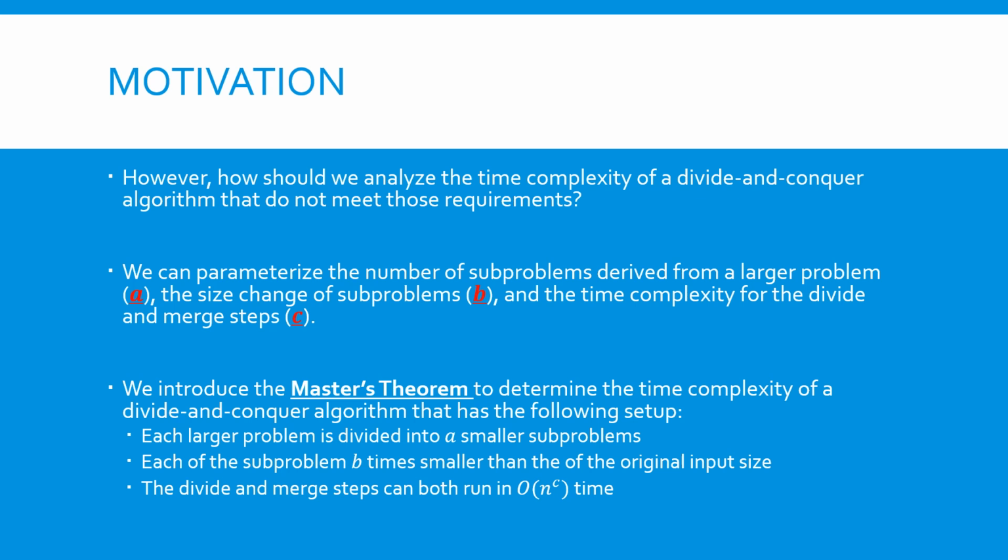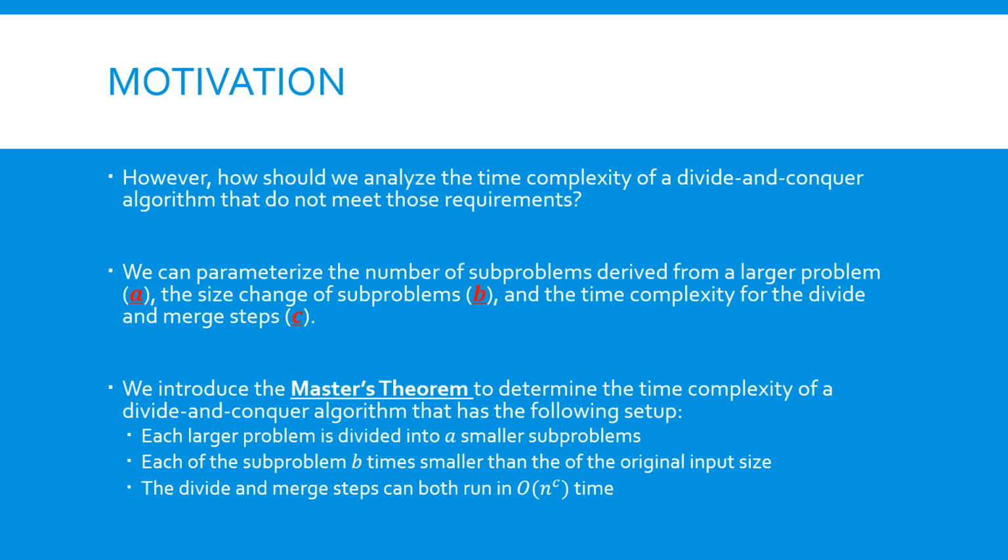However, not all divide and conquer algorithms follow the same procedure. Specifically, they might have different numbers of subproblems, and each subproblem may reduce the size of the original problem by a different factor. Additionally, the time complexity for the divide and merge steps may vary. In this case, how can we determine their time complexity? Here, we present the master theorem as a general approach for determining the time complexity of divide and conquer algorithms given the parameters of these three factors.